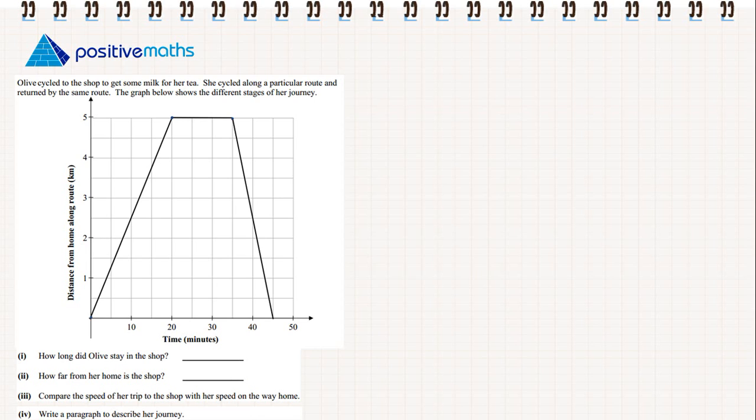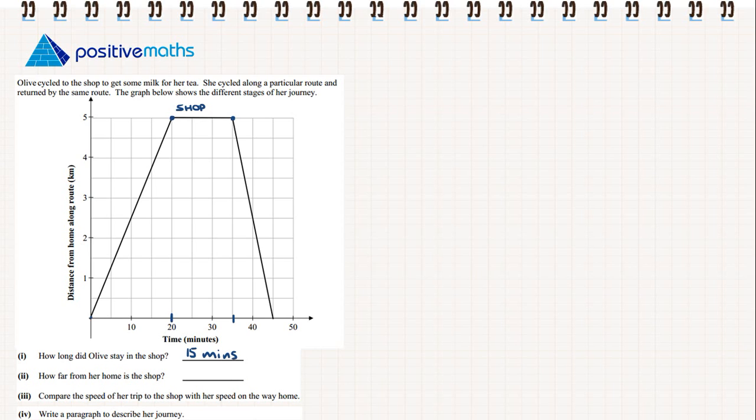Part 1. We're asked how long did Olive stay in the shop? So we know that at the top of the graph, at 5 kilometers, that's where the distance did not change. So this is when she was at the shop. So that's between 20 minutes and 35 minutes. So she stayed at the shop for 15 minutes.